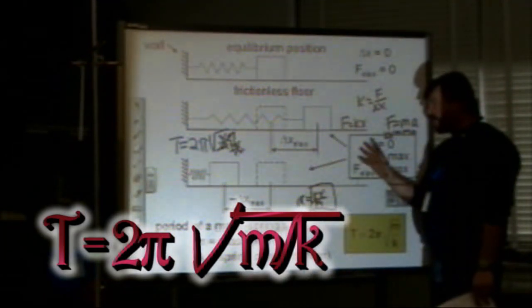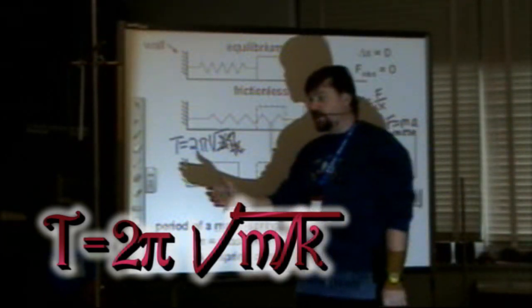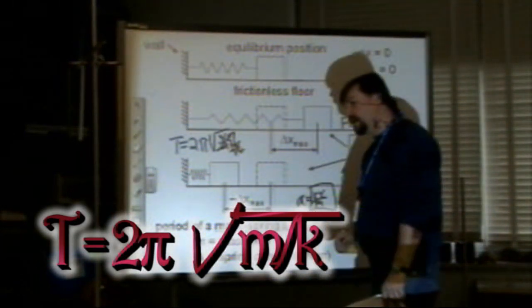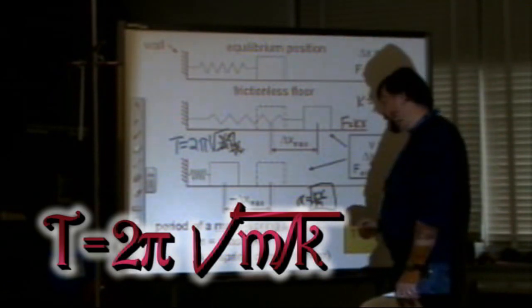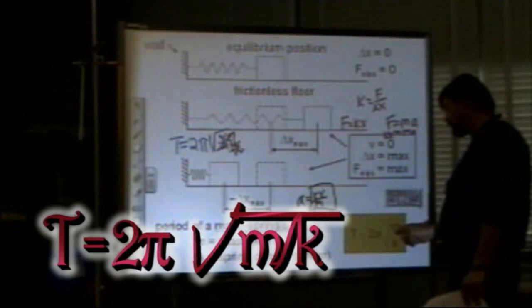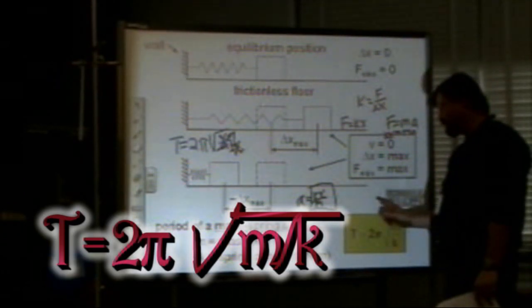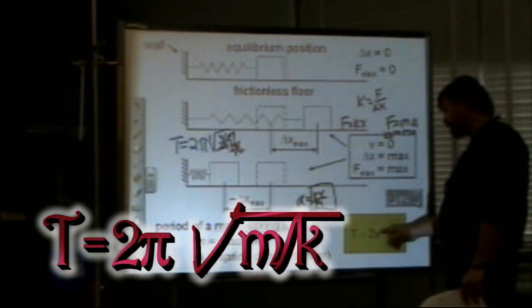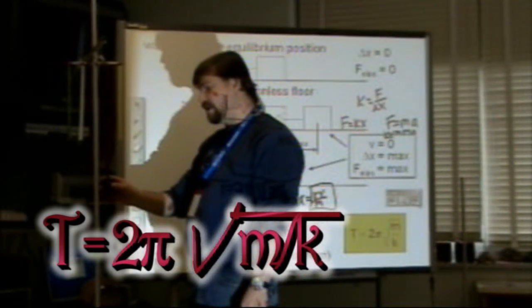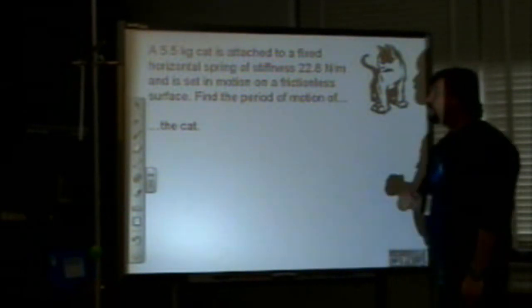So when we have a system that's horizontal, or a system that's vertical, if we know what the spring constant is and the mass of the object, then we can determine the period of that object with that mass. All right, let's take a look at our first question here.